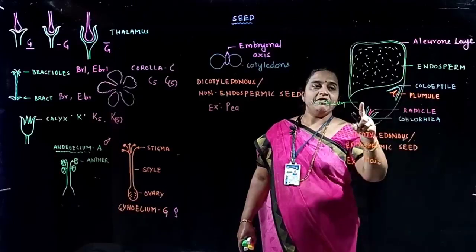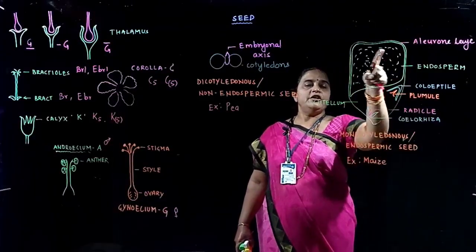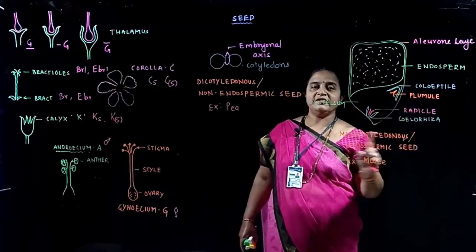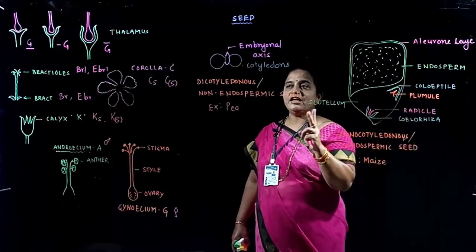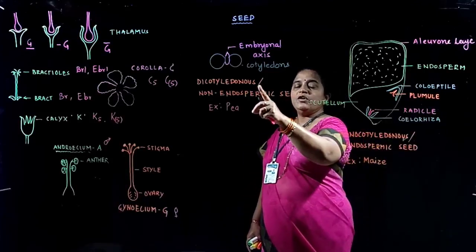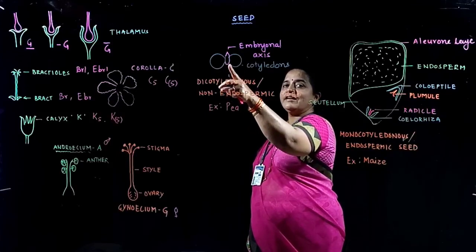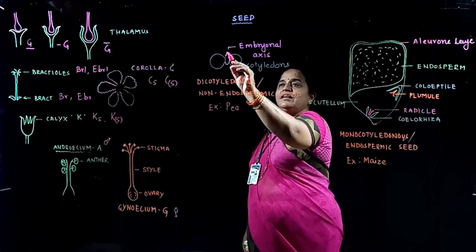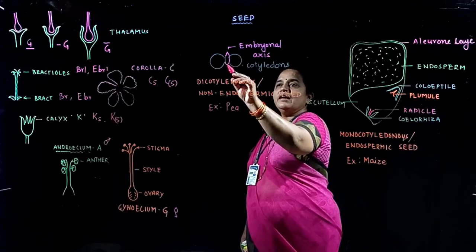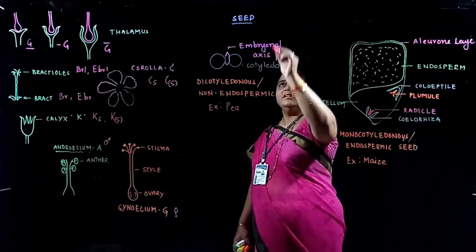Monocotyledonous seed has only one cotyledon, known as the scutellum, and it is with the endosperm, so it is an endospermic seed. So seeds are of two types, dicotyledonous and monocotyledonous. Dicotyledonous seed has a pair of cotyledons and an embryonal axis. The anterior tip we call the plumule, and this portion is called the radicle, and it is surrounded by the seed coat.